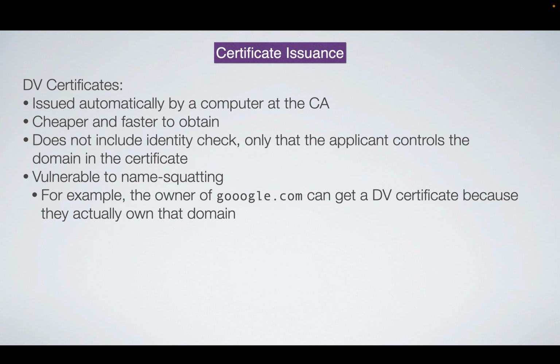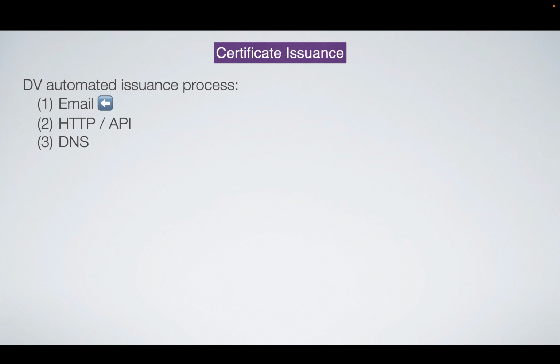Okay, so how does a CA implement this? So what does a CA do in order to create a fully automated process that a machine can run to check whether someone actually owns the domain or not? And so there's three basic approaches: email, HTTP or API, and DNS. We'll go through email in a bit of detail, and then the other two are just kind of variants. Once you see the one, you kind of know how the other ones work.